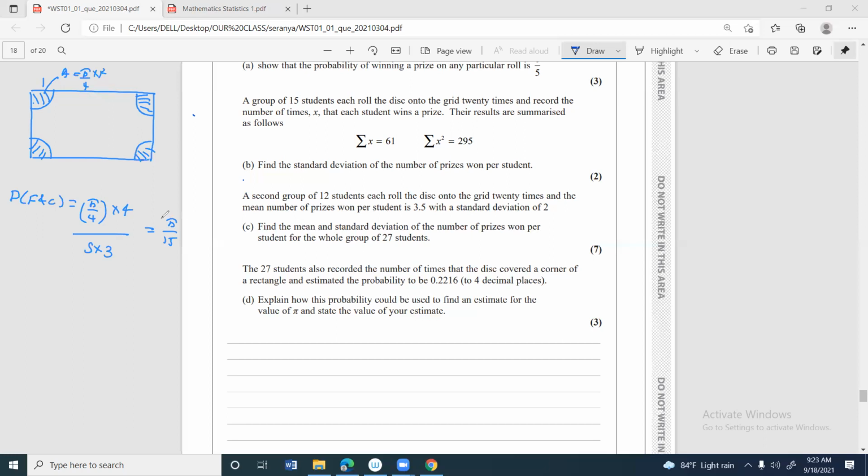That is the fact we need to get. But they have given this as 0.2216, that is, pi over 15 equals 0.2216. With that, you can find the value for pi: 0.2216 into 15. It's 3.324. Roughly that's the answer. That's a way of getting this answer.